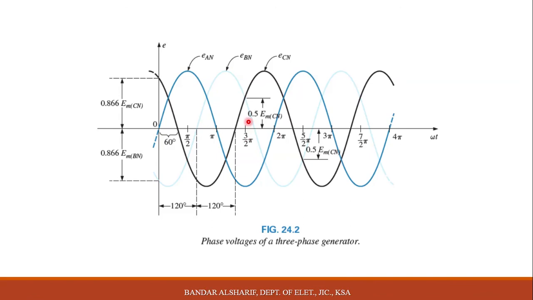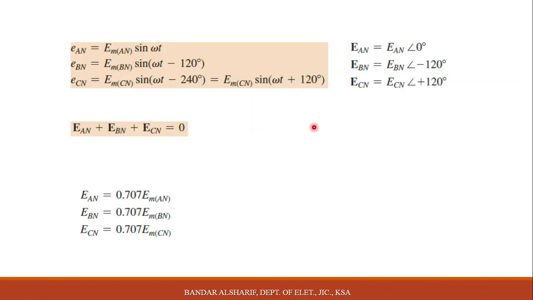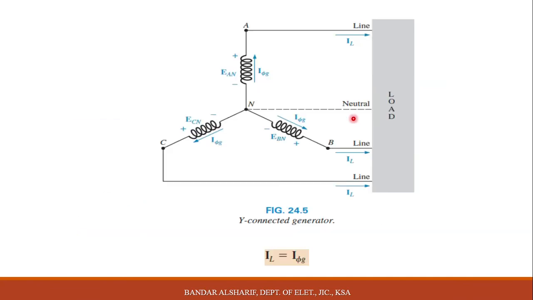Because it is a balanced system, you will get all the values for the magnitude the same. You will not find different values in the magnitude. Only the change will be in the phase shift between them. And we know that between each phase and phase there is 120 degrees, either positive sequence or negative sequence.